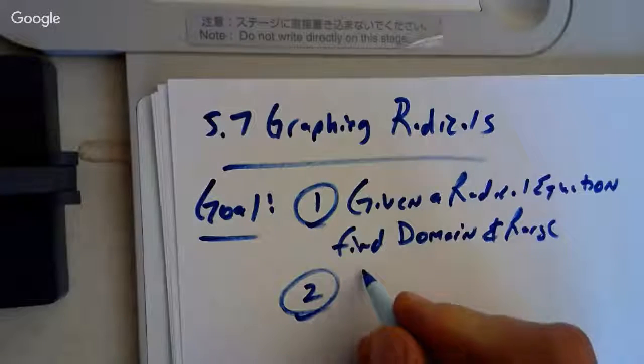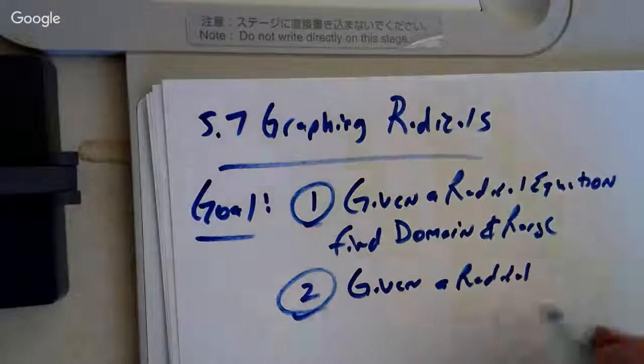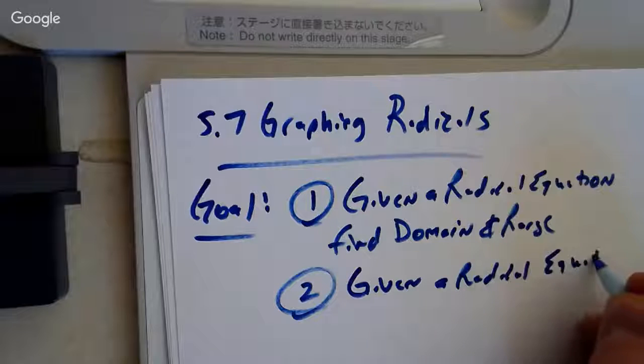Given a radical equation, find the domain and range. And number 2, given a radical equation, you have to be able to graph it.